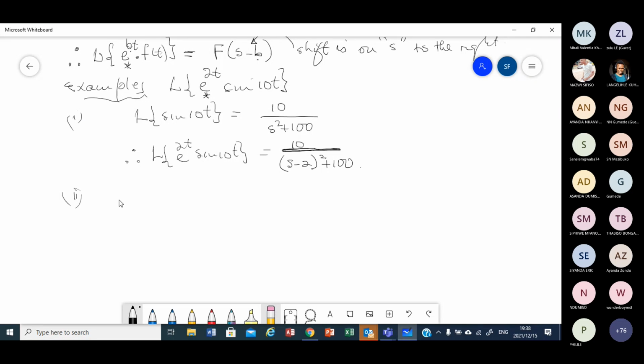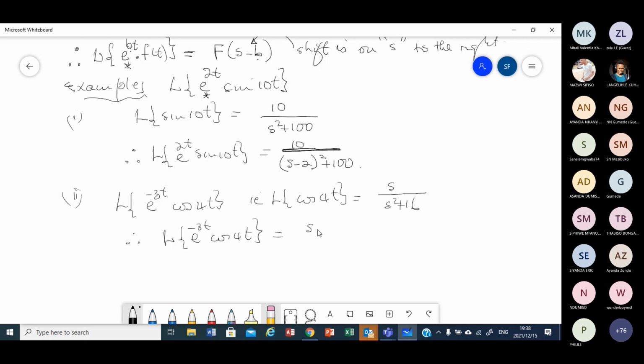Number 2, the Laplace of e to the power -3t cos 4t. We start from the known to the unknown. What is it there that we know? We find the Laplace of cos 4t, which is given by s all over s squared plus 16. Now, the role played by the exponential: therefore, the Laplace of e to the power -3t cos 4t, don't forget, the shift is on s. So it's s, this is negative, so it's s plus 3 all over s plus 3 all squared plus 16. Please be careful of what we are doing here. We'll come back later when we talk of the inverse Laplace.